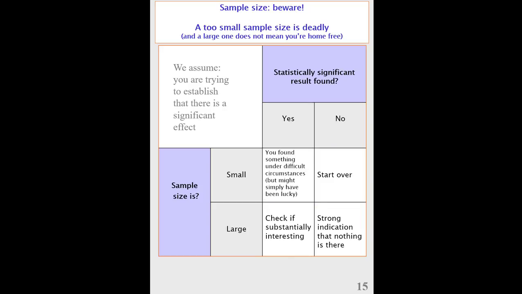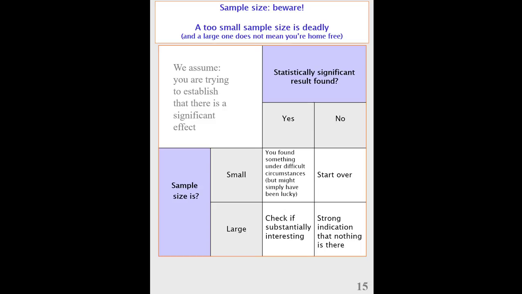So for these 4 boxes, this is typically what you need to do. First, well, if you end up there, you have to start over, or keep collecting more and more and more until you have a sample that is large enough. This is, well, you found something under the circumstances that were difficult with a small sample, and in all likelihood, you are just lucky.